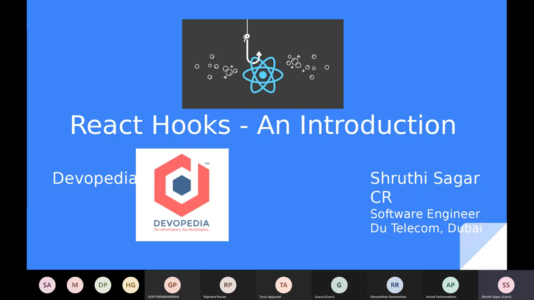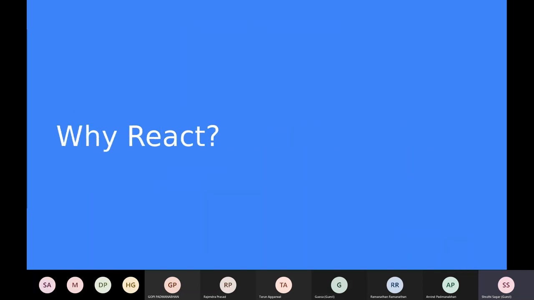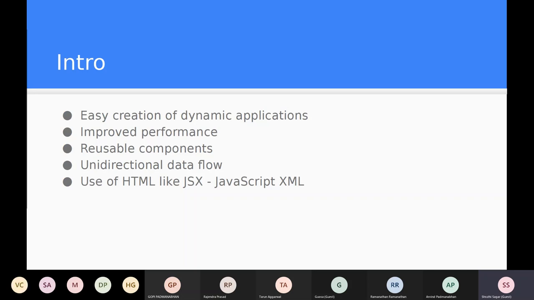So to start with React hooks in today's session, we will first see why React came into picture. Once we see why React, then it would be better if we go into why React hooks. React is something which makes it very easy to create dynamic applications, because in JavaScript you have to use too many functions for accessing and all. And if you want to render some data, JavaScript would be more complex. So React came into picture. Any web framework came into picture for the same. React is better than probably others because of one major concept, which is improved performance.